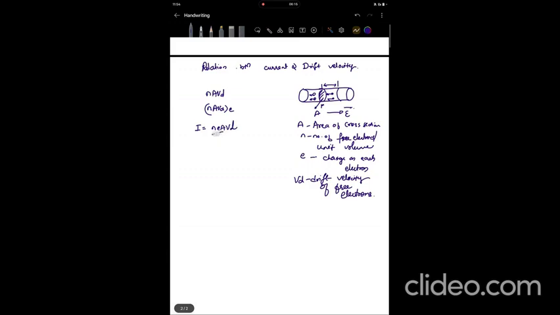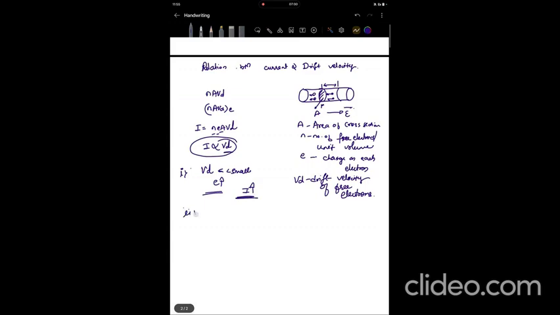Since A, N and e are constants, I is directly proportional to the drift velocity. Hence, the current flowing through a conductor is directly proportional to the drift velocity of the free electrons. Here an important point: the drift velocity of an electron is very small, but since the number of free electrons in the metallic conductor is very large, even a small drift velocity of free electrons gives rise to sufficient current.